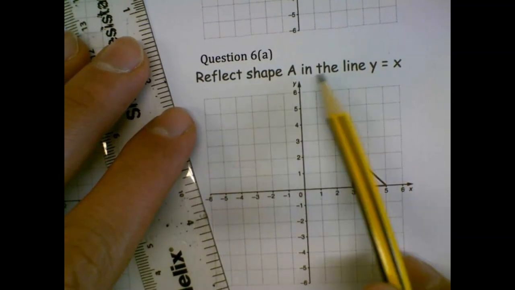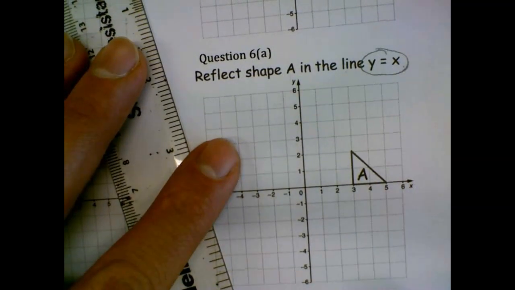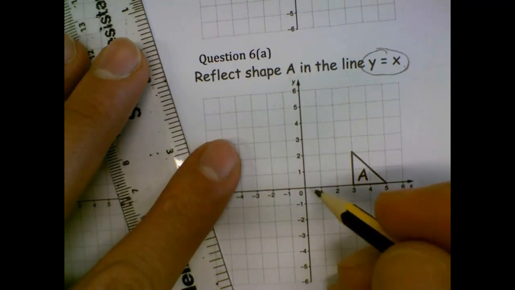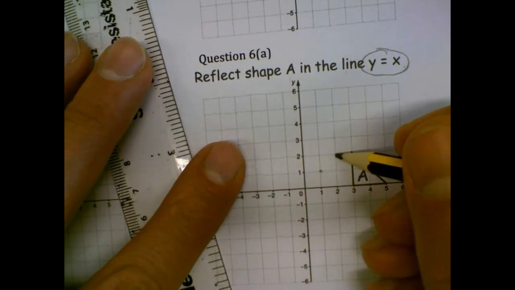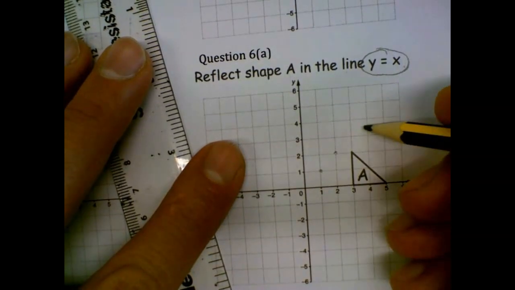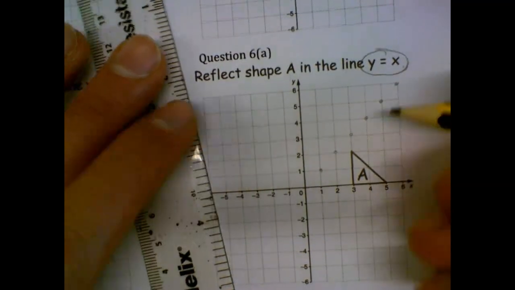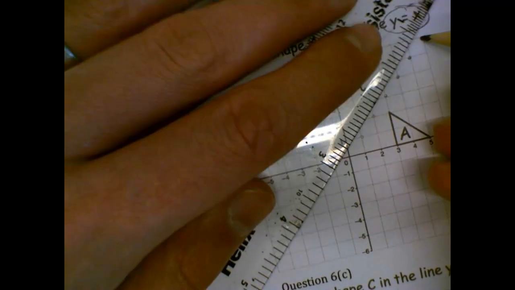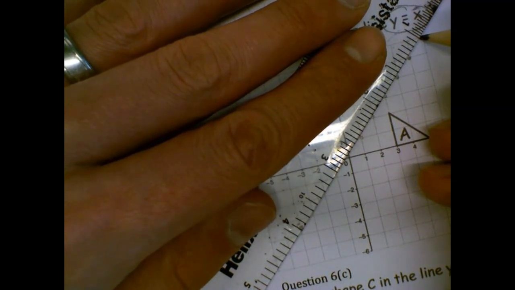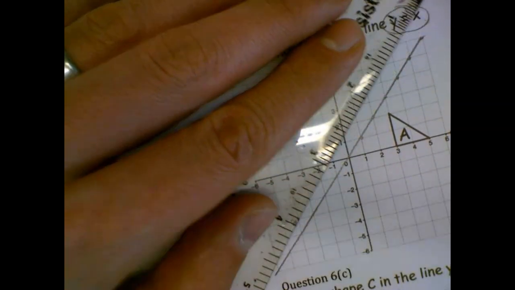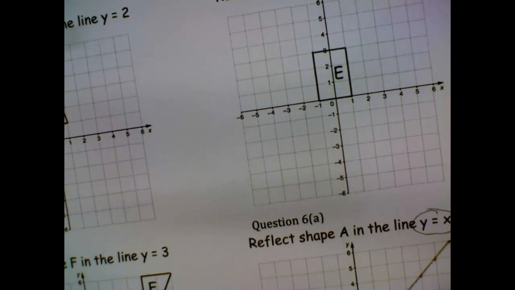So we need to reflect the shape in the line y equals x. So whenever you see this, y equals x, this means that the y and the x value need to be the same. So when x is 1, y is 1. When x is 2, y is 2. When x is 3, y is 3. And you can see if I completed this little pattern, it's going to be a diagonal line. So when I draw this diagonal line, look, it's straight through the corners of all the squares, really neatly, look, through the corners of the squares. So that's the line y equals x.